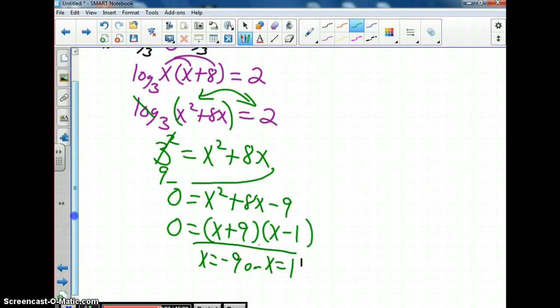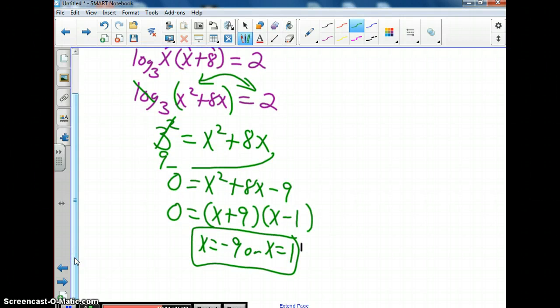Positive 1. Now there's what you think is the answer, but what should you do if you're smart? Plug it back in. So see if either of those is extraneous. Which one do you think is going to be the extraneous one? The negative 9, right. You're going to find out that negative 9 gives you an error, so cross through, that's extraneous, right? This is my only answer right there, x equals 1.